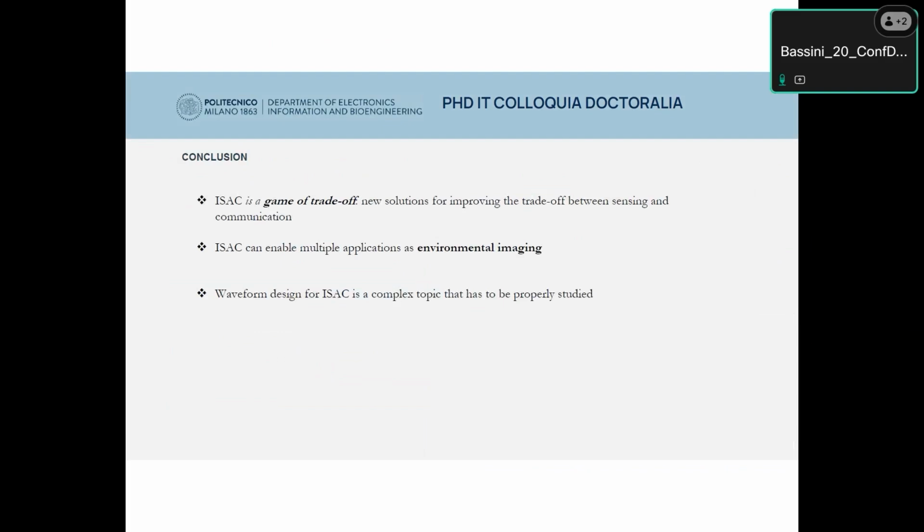ISAC is a new topic that is a game of trade-off. It's very complex, so it has to be discussed fully, and we have this trade-off between communication and sensing. And ISAC, of course, can be handled in multiple applications. For example, environmental sensing. Now they are dealing also with biomedics and so on. So while doing communication, also performing some kind of sensing. And waveform design is a very, very complex task because it has to consider both communication and sensing KPIs that are in opposite directions. So thank you for your attention.